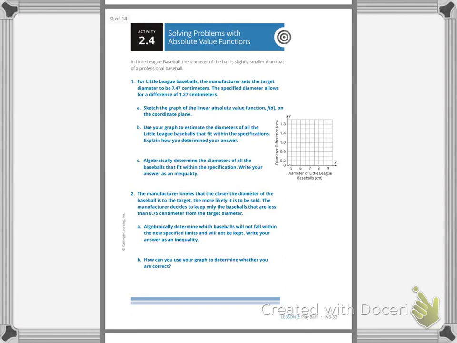All right, so it looks like here, diameter of the Little League baseball. So to make it, we got y equals diameter. We have to go right, which is why it's a minus here. So if I graph it, 7.47 is going to be kind of like this. Okay, go ahead and type it in your calculator. So math, absolute value, x minus 7.47, graph.